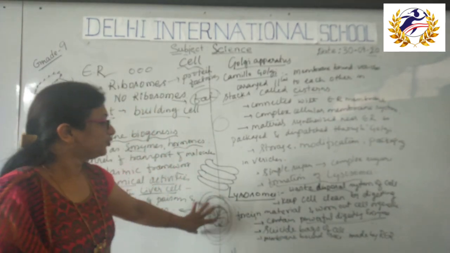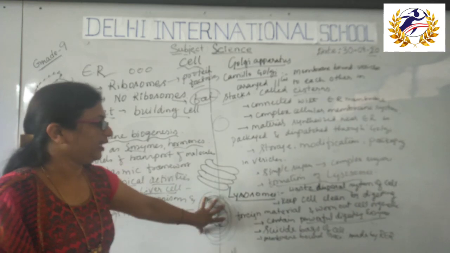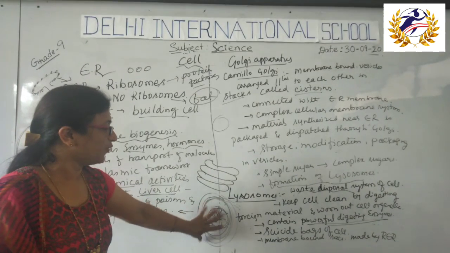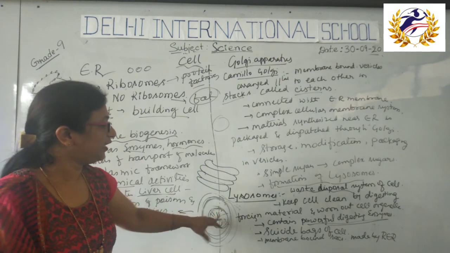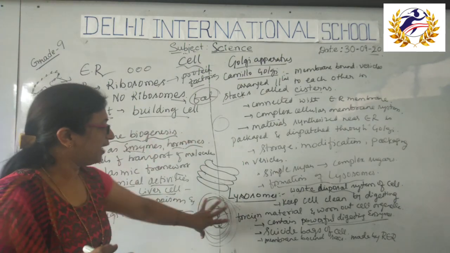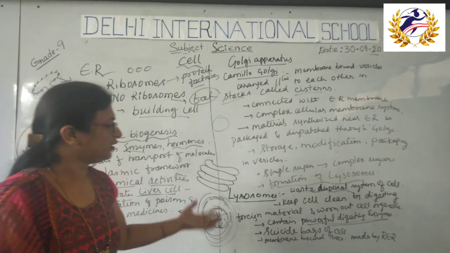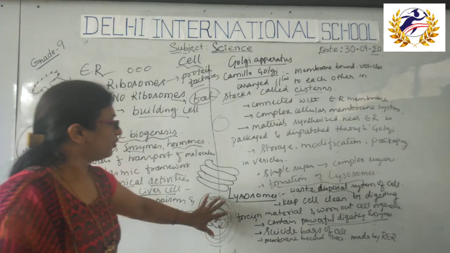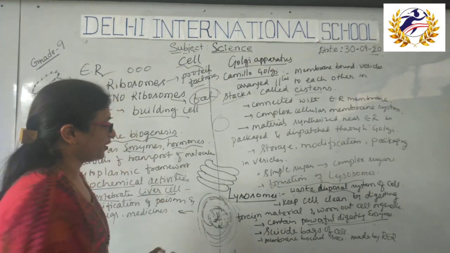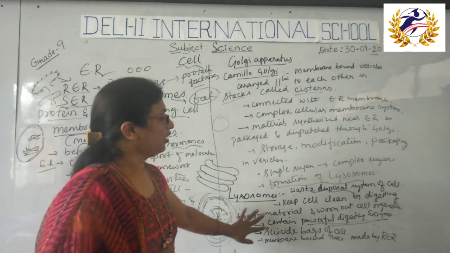That means when the cell has harmful contents, the lysosome senses that situation, releases the digestive enzymes and destroys the cell. That's why the cell itself gets damaged, and it is called the suicide bag of the cell. It is a membrane bound sac made by the RER.